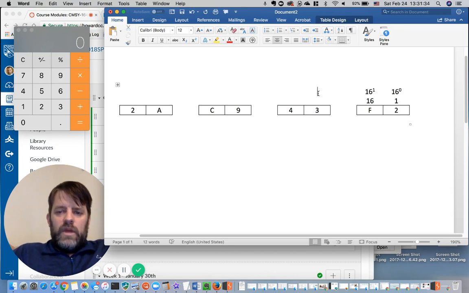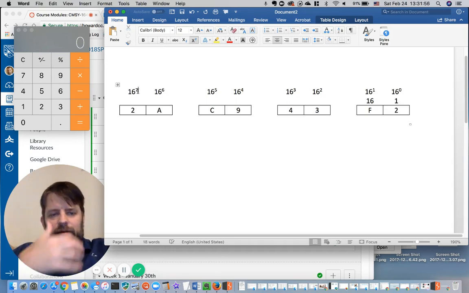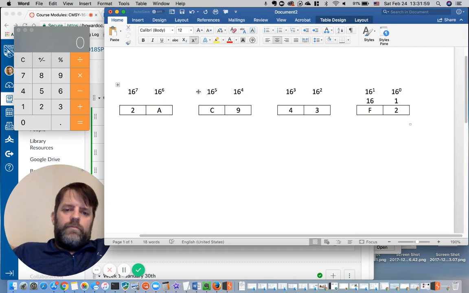Over here is where it gets a little bit more interesting, because we have 16 to the power of 2, 16 to the power of 3, 16 to the power of 4, 16 to the power of 5, 16 to the power of 6, and 16 to the power of 7. So 7 is the highest power here, because we have 8 places counting from 0 to 7. So that makes sense. For each of these, you can calculate what the value is of that place.